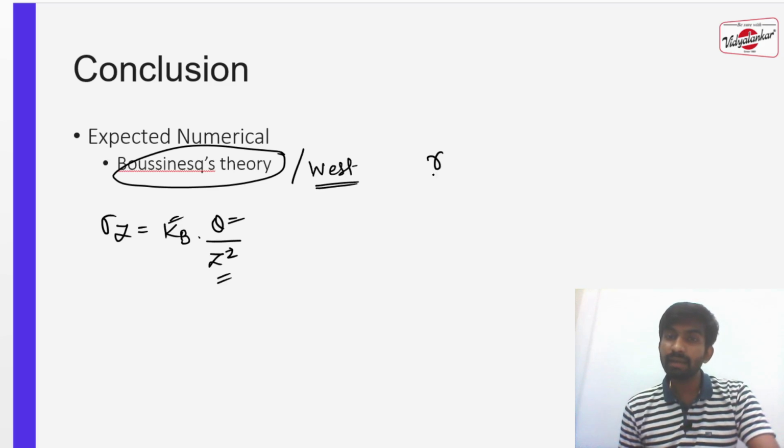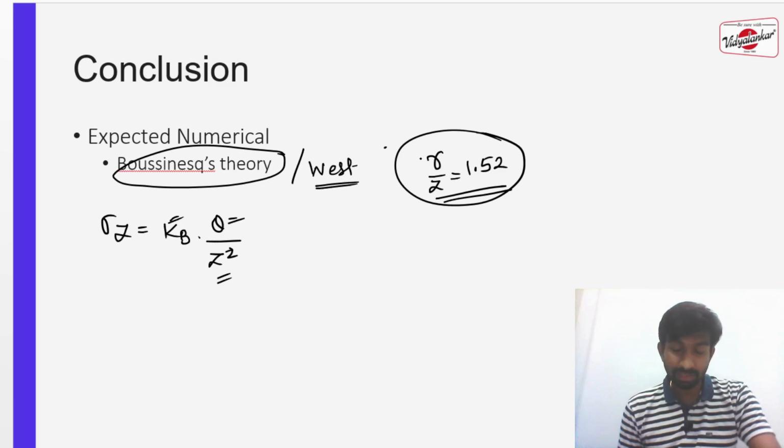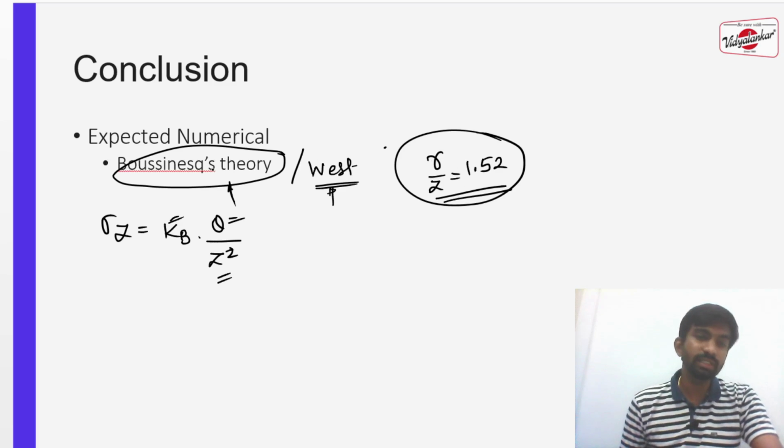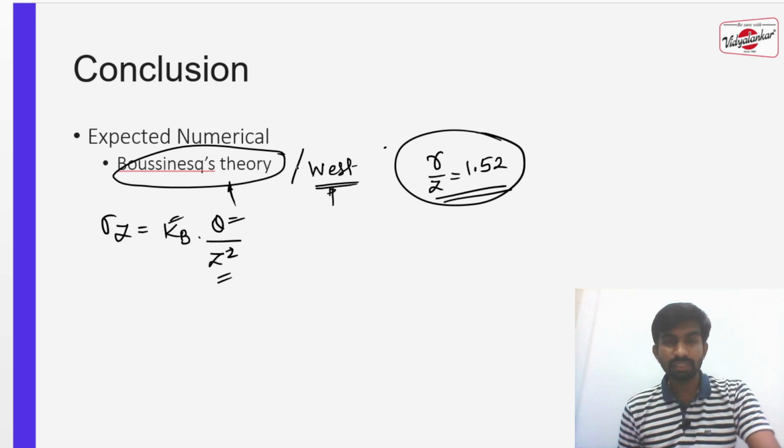एंड दैट R by Z value, when that R by Z value is equals to 1.52, at this ratio, that Boussinesq theory as well as Westergaard theory gives me the same result. तो in case of statement if they have asked, so आपको पता रहना चाहिए ये R by Z का रेशियो जब 1.52 रहता है तो Boussinesq theory as well as Westergaard theory दोनों theory आपको same result देते हैं.